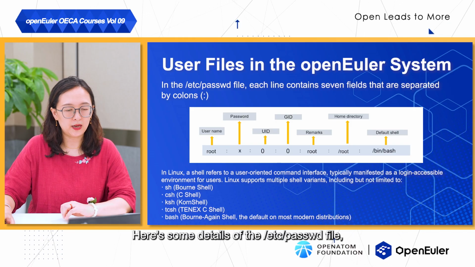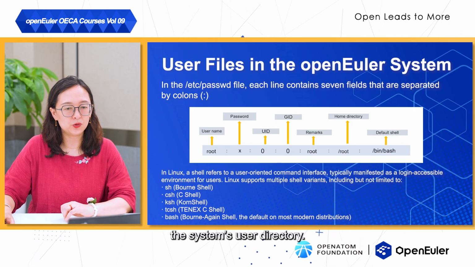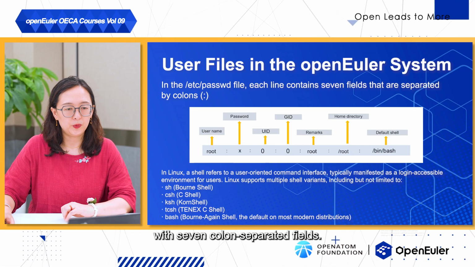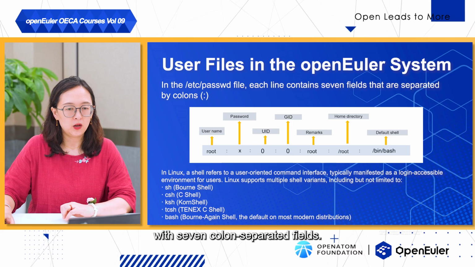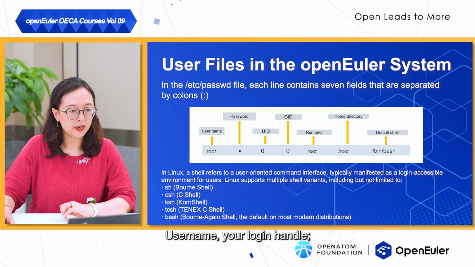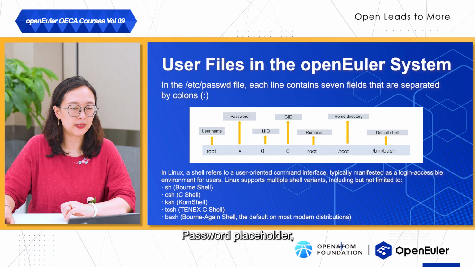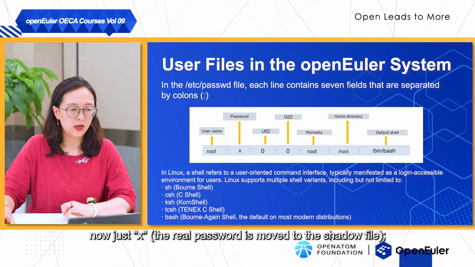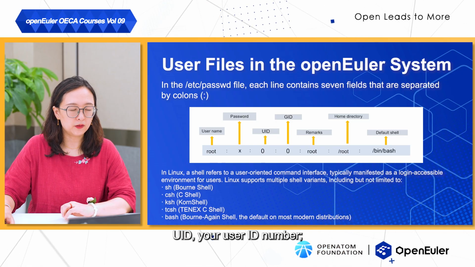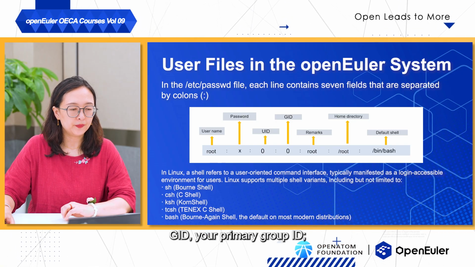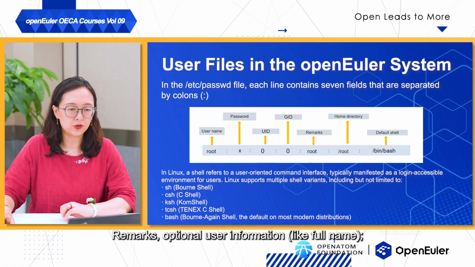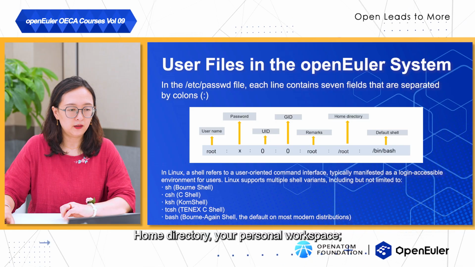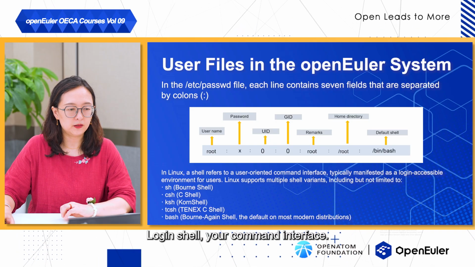Here are some details of the /etc/passwd file, the system's user directory. Each line is like a user's ID card, with 7 colon-separated fields. Here's what they mean. Username, your login handle. Password placeholder, now just x, the real password is moved to the shadow file. UID, your user ID number. GID, your primary group ID. Remarks, optional user information like full name. Home directory, your personal workspace. Login shell, your command interface.